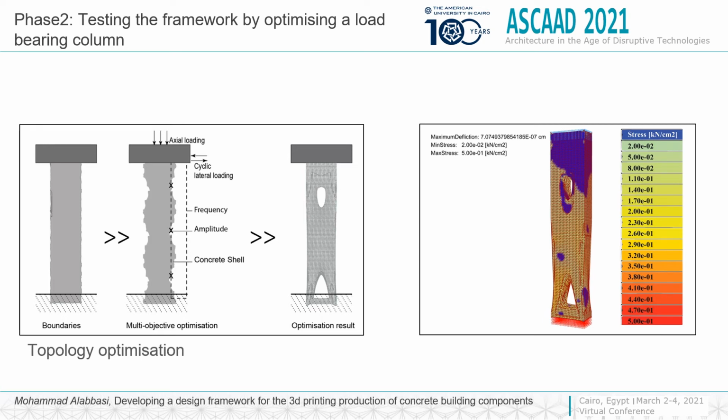So the second phase was to extract the data from the previous phase to implement topology optimization for one of the columns in the parametric house. So in this stage, the boundaries of the column, in addition to the objectives of the optimization, have been set, and also this algorithm was connected to Karamba and Grasshopper to show a real-time simulation of the structural performance and behavior of the optimized model. And as you can see here on the right side, all of the stress, the maximum deflection, and the result of the optimized column.